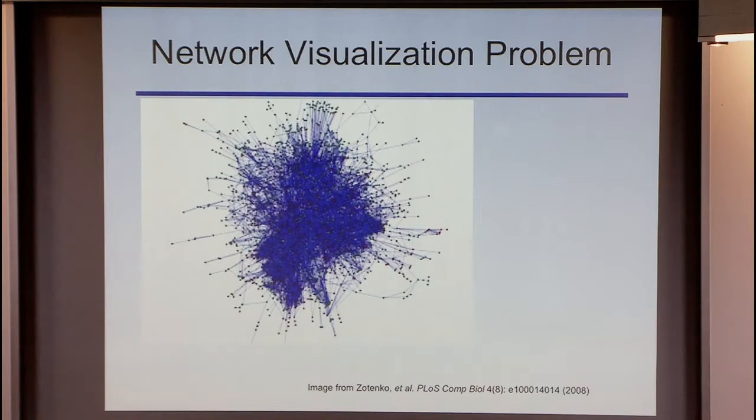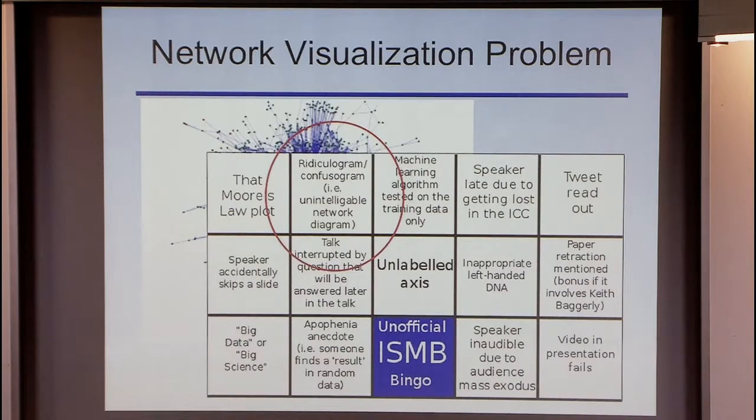And this has become such a joke that, in fact, people make fun of it. So here's the ISMB bingo card. And one of the points is for a talk that has a ridiculogram or confusogram, or in other words, one of those graphs of protein interaction networks. So try to be careful when you're working with these. Visualization is useful for your own purposes, but putting up pictures of stars is not helpful. All right. Yeah, the card is really good. I have the rest of it if people want it.